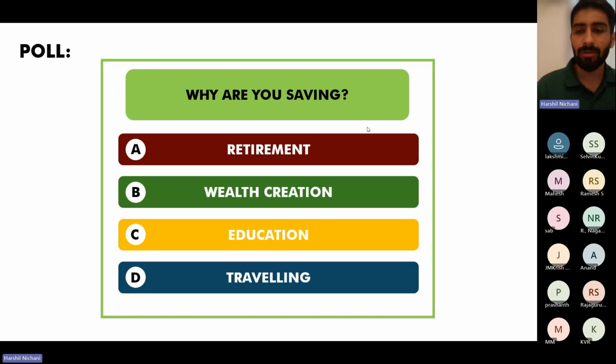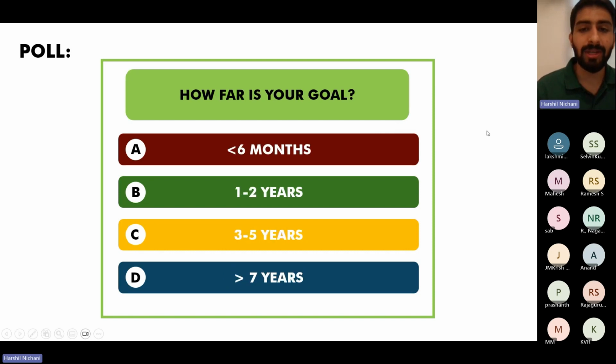So my next question to you would be, how far is your goal? How far do you think is your retirement, or how long a time are you going to attach to wealth creation, or education or traveling, or for that matter, how long do you think you can protect your capital for?